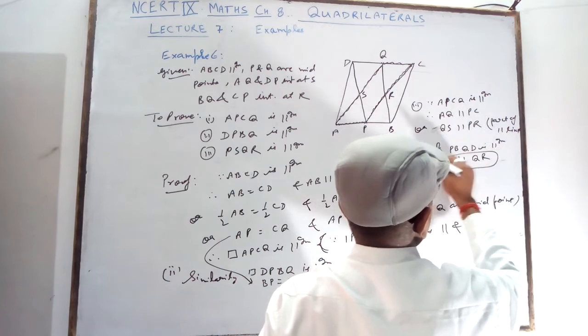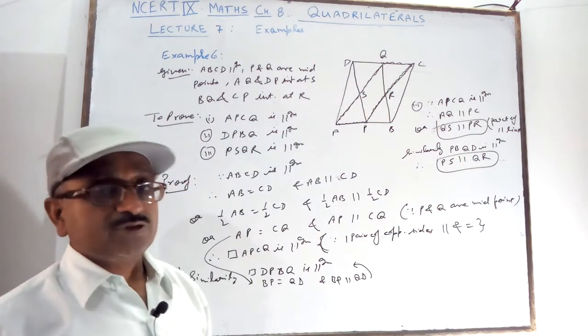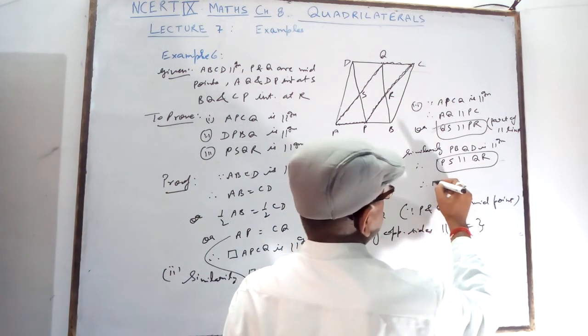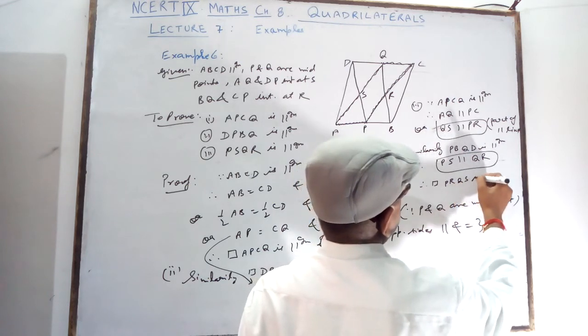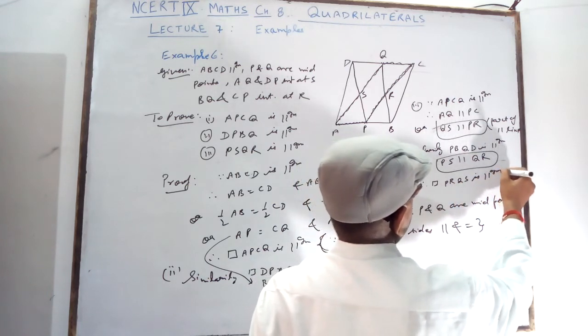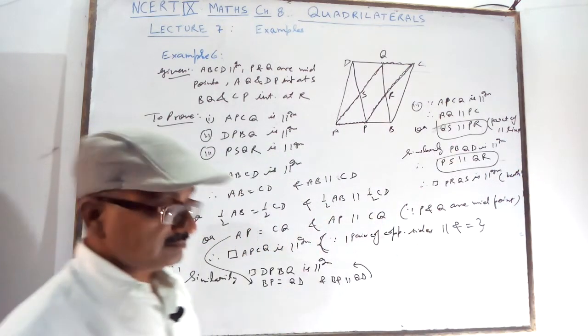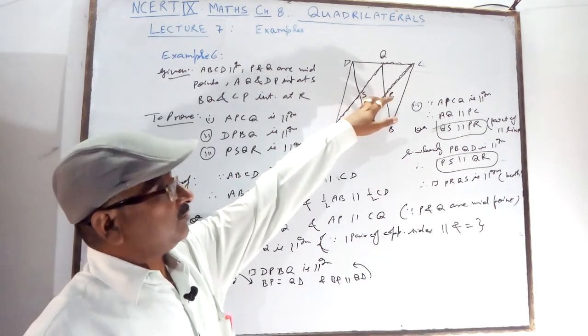And these two, one is this and one is this. By this, both are pairs of opposite sides of a parallelogram. So quadrilateral PRQS is a parallelogram because both pairs of opposite sides are parallel. Both pairs of opposite sides are parallel, so it is also a parallelogram.